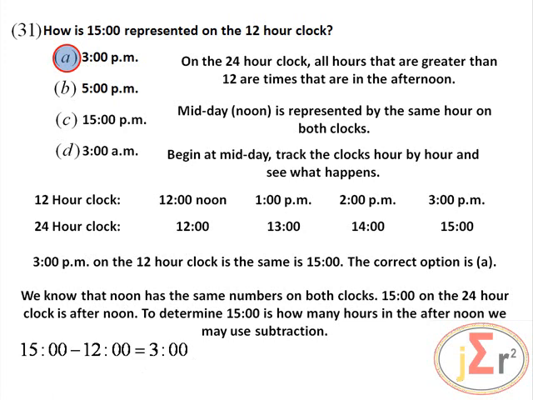1200 hours is noon. 15 hours is therefore in the afternoon. But how many hours in the afternoon? We are going to subtract the time for noon. So from 1500 hours, we subtract noon, which is 1200 hours or 12 o'clock, and we end up with 3 hours, so that we know that that is 3 hours in the afternoon.